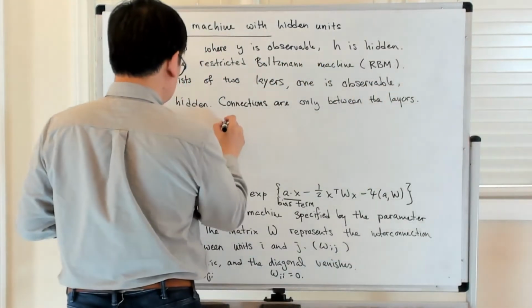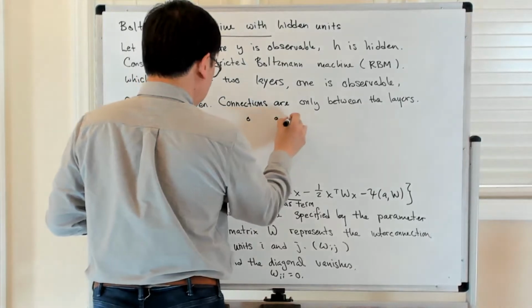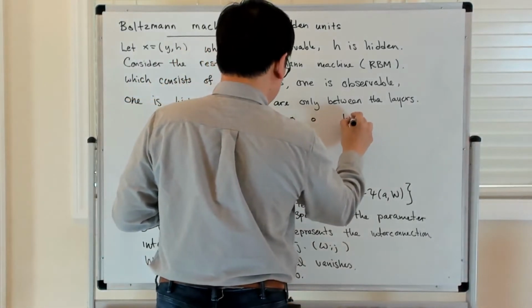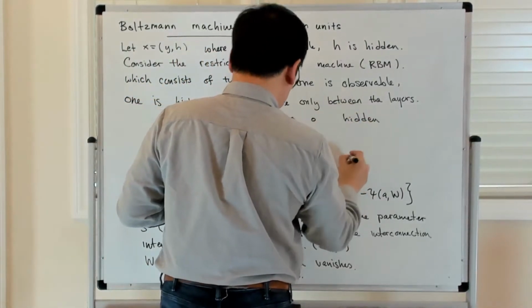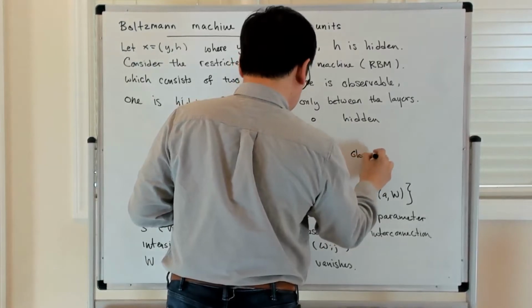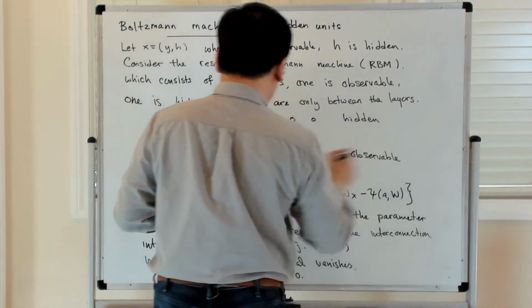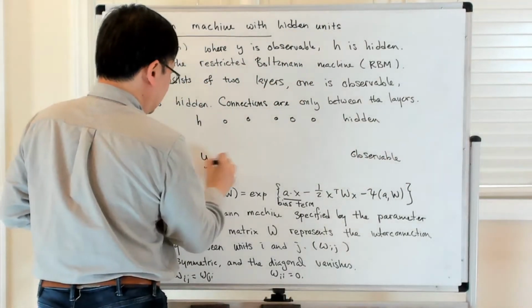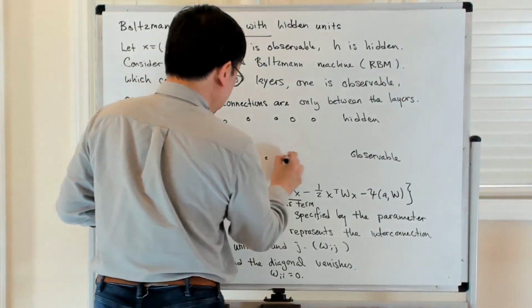Let's think of a picture like this. Say these are the hidden variables, and this is the observable ones. So this is H, this is Y.